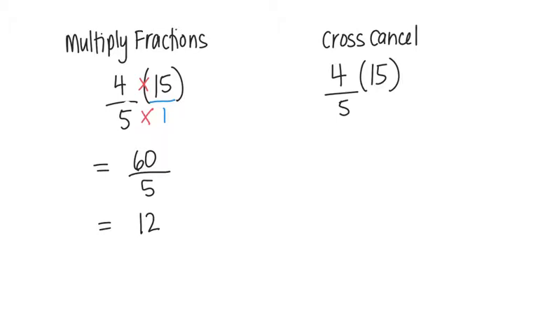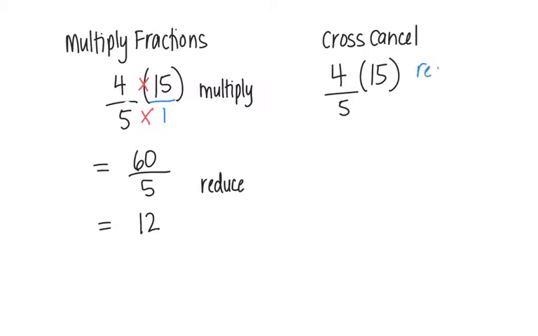So that's the first option. And in that option, you are multiplying first, and then you are reducing or simplifying. The other option is to cross cancel. And if you're going to cross cancel, what you're going to do is you're going to reduce first.